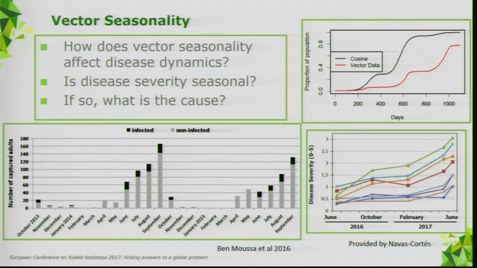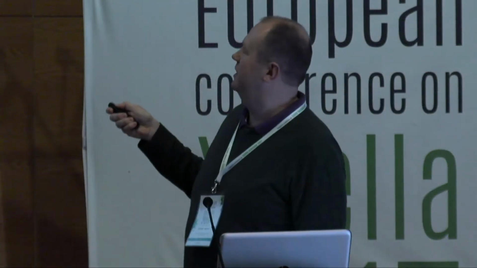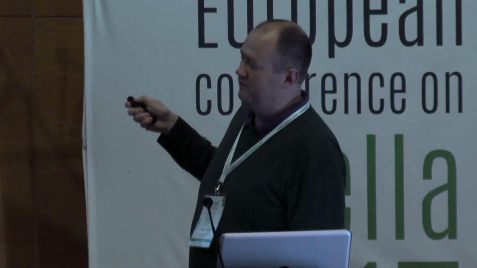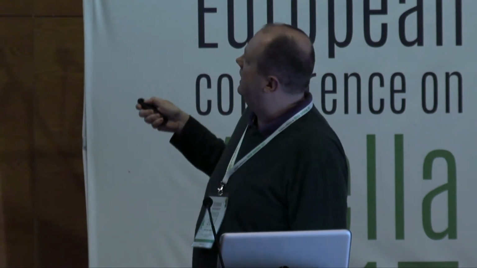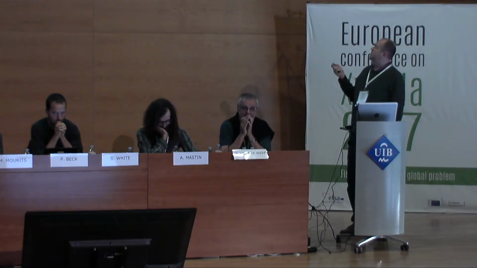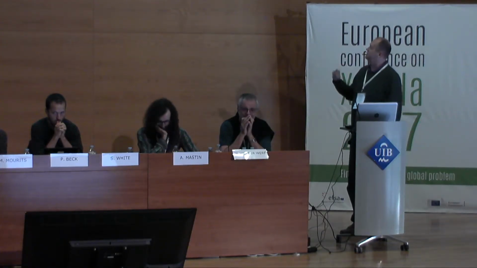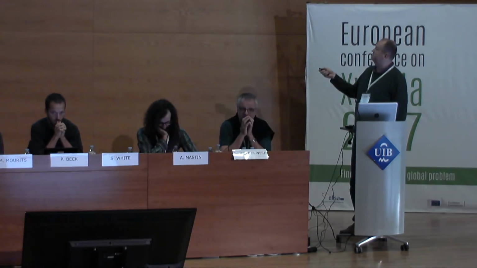As you saw yesterday, Juan Navas put this slide up showing disease severity over time. These are different plots, and you see some sort of change in disease severity over time. It's a very seductive graph, in that there's some sort of change, and there's this little kick in the tail here, which may be some indication that there's some sort of seasonality to disease severity.